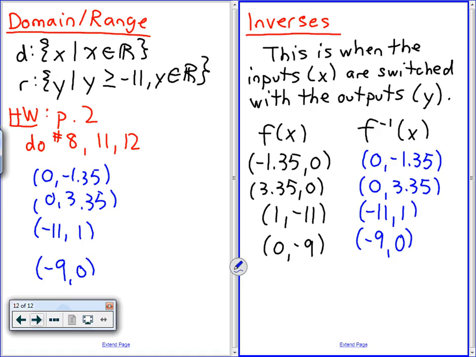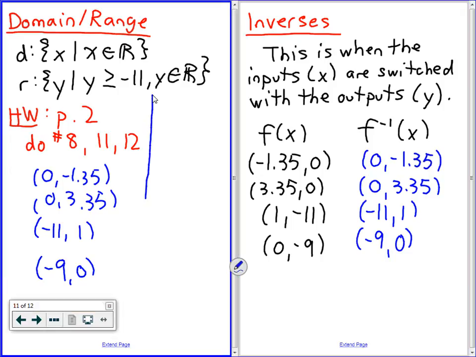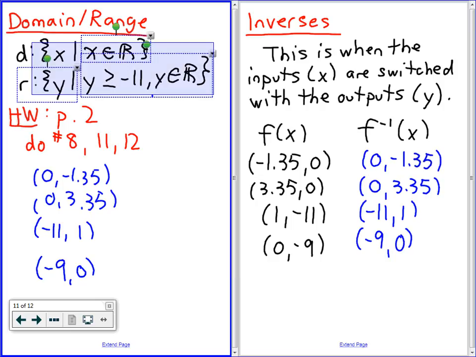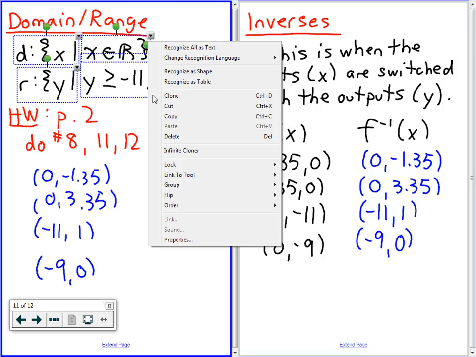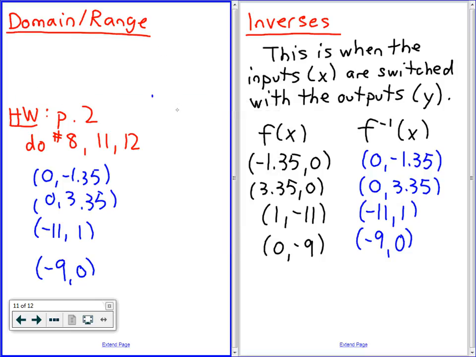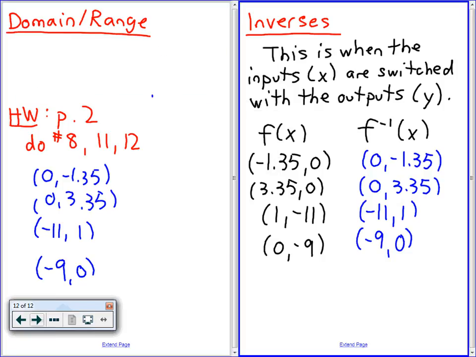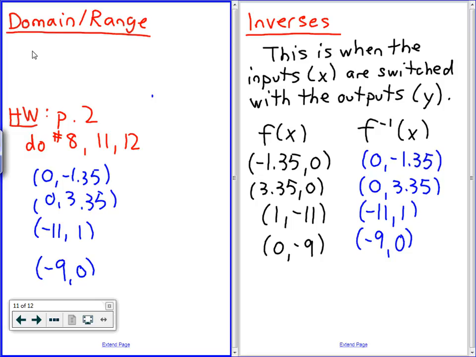Uh-oh. Let's go. Do I have enough room? Shoot, I don't. Sorry. I want to put these side by side. I'm going to use the power of technology. Did I cut that? Oh, shoot. Maybe I'm not going to use the power of technology like I thought I was.